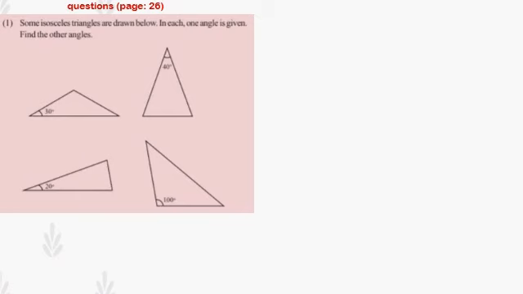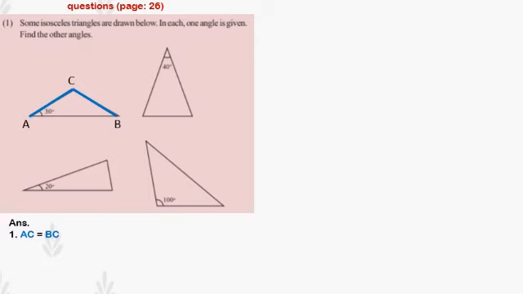Now let us see some questions from page number 26. Question is, some isosceles triangles are drawn below. In each, one angle is given. Find the other angles. See the first triangle. Let us call it triangle ABC. One angle is given, that is 30 degree. We can see base side is unequal to the other two sides. So we can say base is AB and equal sides are side AC and BC. So we can write AC equal to BC.